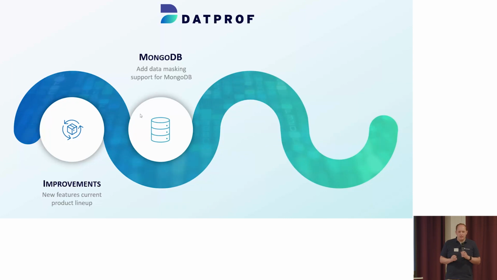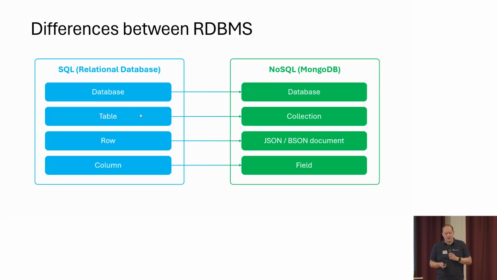MongoDB is currently number 5 in the most popular databases, so it's directly after Oracle, SQL Server, Postgres, and I think MySQL, and then you've got MongoDB. And from the NoSQL platforms, it's the most popular one. MongoDB is a little bit different than your typical relational database. So the approach that we've taken with DATPROF to support data masking is also a little bit different.